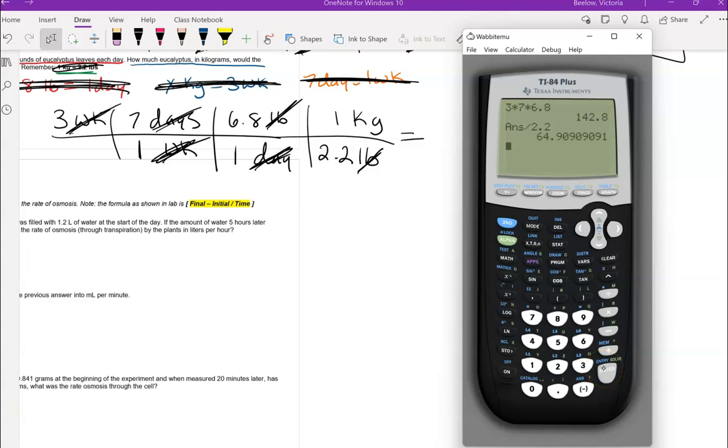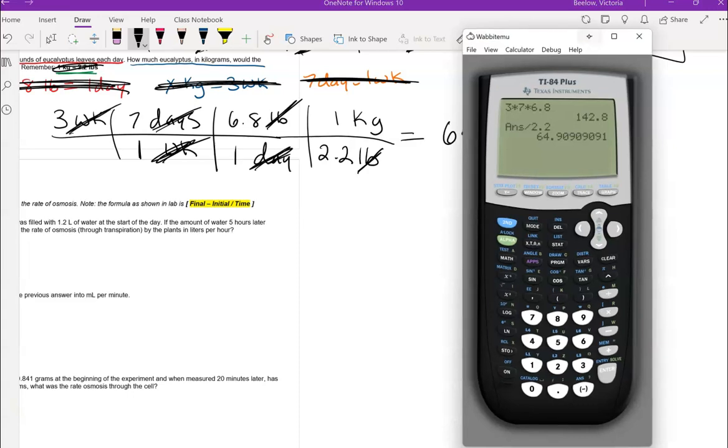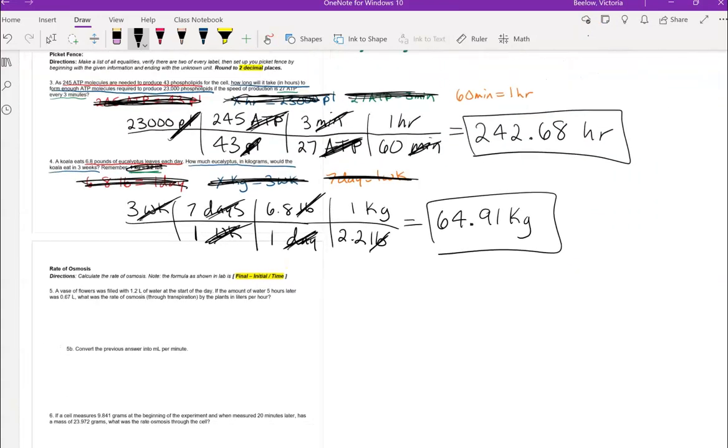And I'm going to round this to 2 decimal places. So I have 64.90. Note that after this 0 there is a 9, so this 0 is going to round up. So this would be 91 kilograms, so 64.91 kilograms.